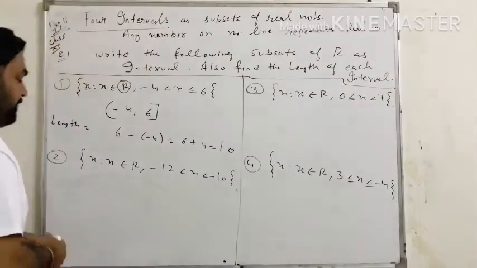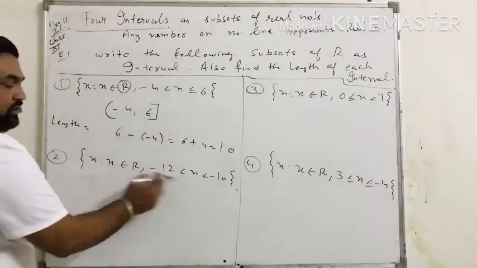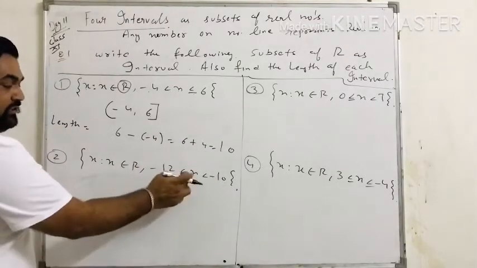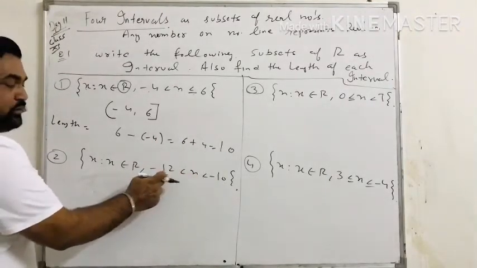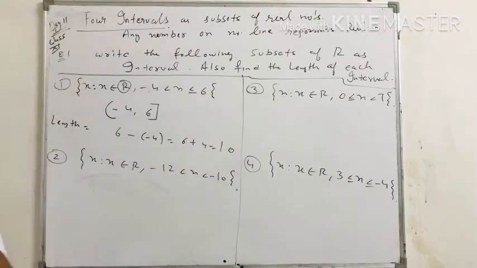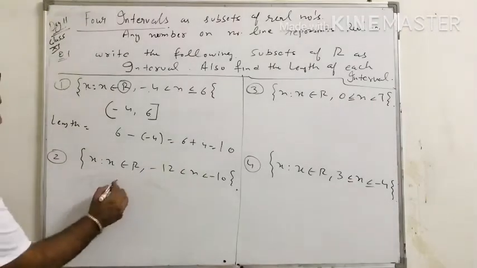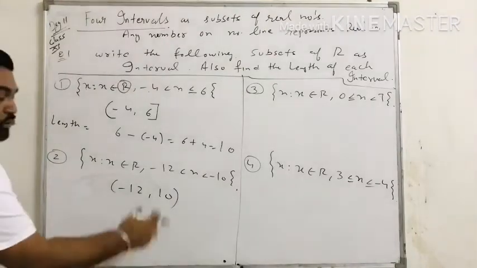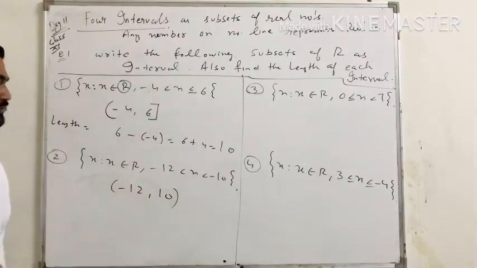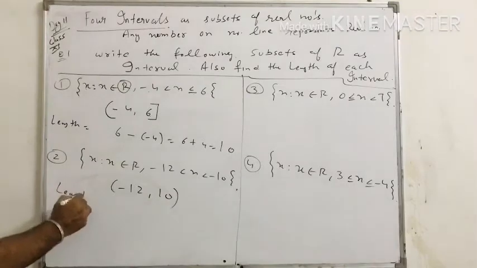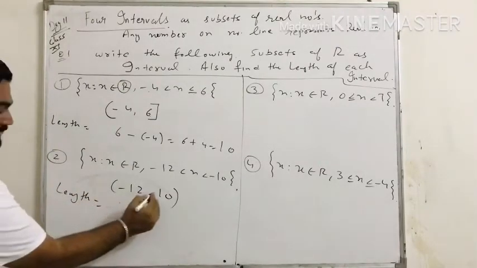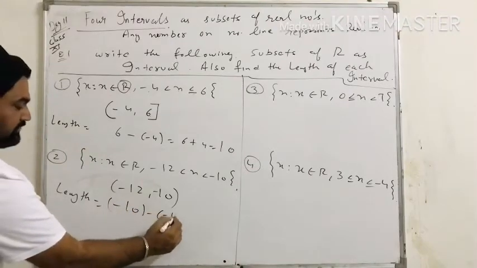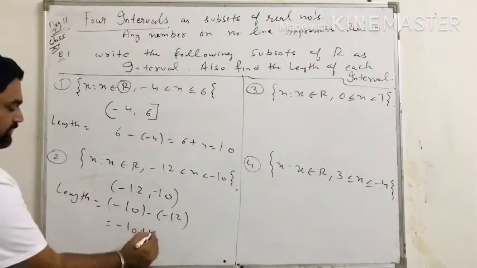We take the second example, x such that x belongs to R. The value of x is minus 12 to minus 10. The sign is x is greater than minus 12 and x is less than minus 10. So we use open intervals because there is no sign of less than or equal to or greater than or equal to. So the length is minus 10 minus minus 12, so minus 10 plus 12, that is 2.